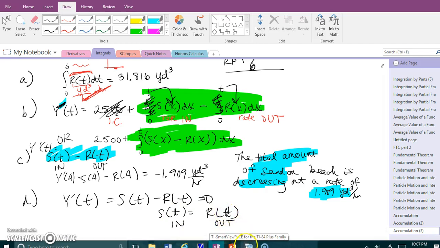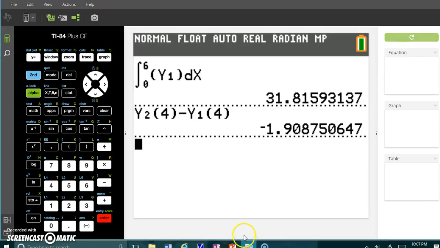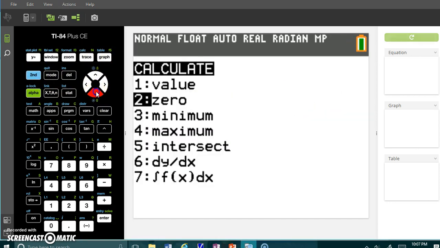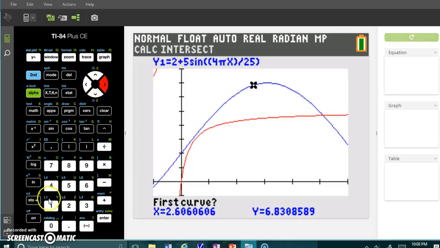So we're going to use our graphing calculator to find out when those rates equal one another here. So there's the graphs. I'm going to go to second calc. Getting to intersect is something you need to be able to do very quickly. Okay, so here's your critical value, 5.118.